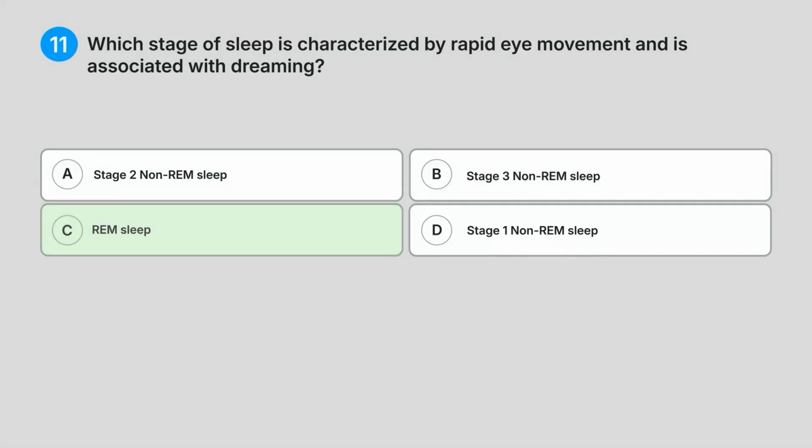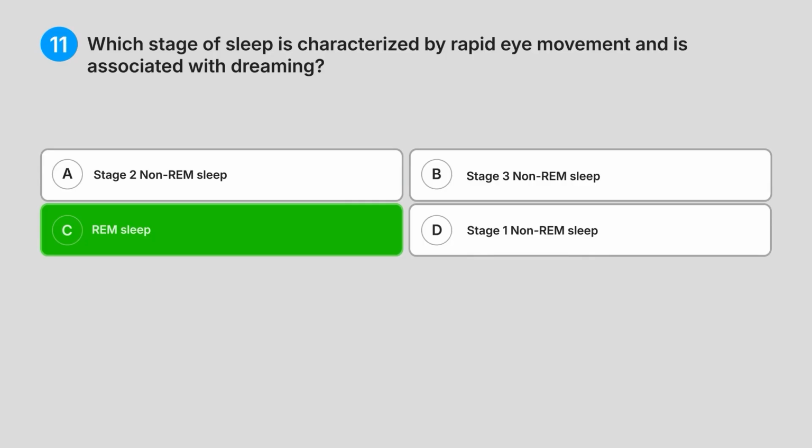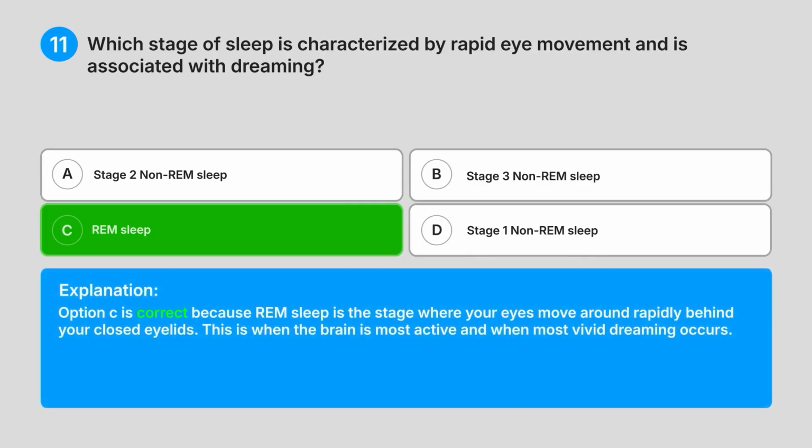Correct answer, C. REM sleep. Explanation. Option C is correct because REM sleep is the stage where your eyes move around rapidly behind your closed eyelids. This is when the brain is most active and when most vivid dreaming occurs.